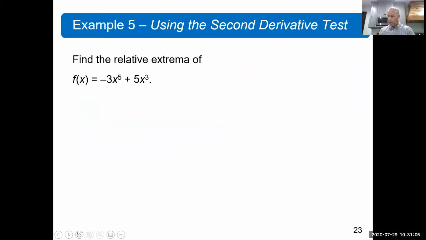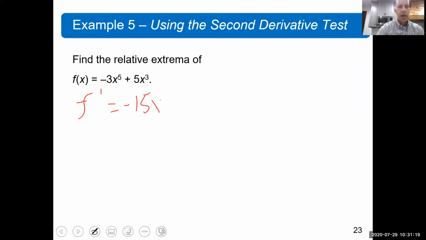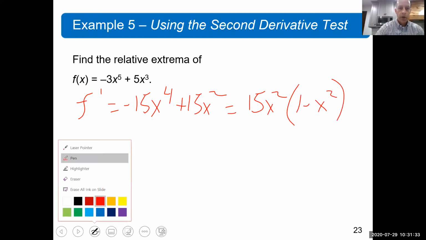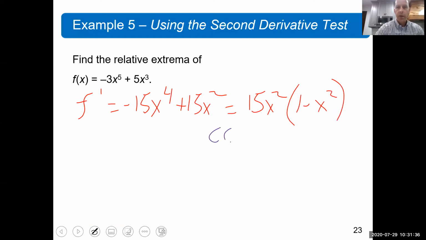So let's go ahead and look at this very last example here. I'm going to expedite this as much as possible. Let's just go ahead and do this here. Let's go ahead and find our critical numbers. So f prime here is going to be negative 15x to the fourth plus 15x squared. So that could be rewritten as 15x squared times the quantity 1 minus x squared. Okay, so there's our first derivative. That tells us that we have critical numbers at x equals 0 and plus or minus 1.